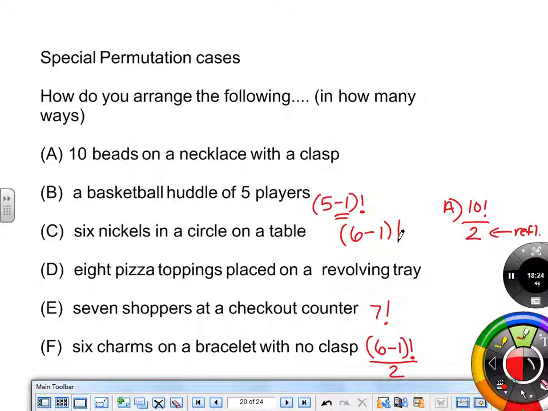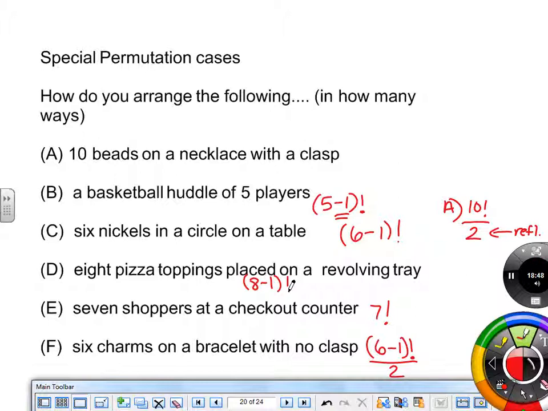8 pizza toppings placed on a revolving tray. Somebody new. What do we think? Julia. Good. Okay, why the -1? There's no distinct beginning. So basically you have to say, from the pepper, something is going to have to be called the beginning. So you're really only arranging 7 things around the beginning.